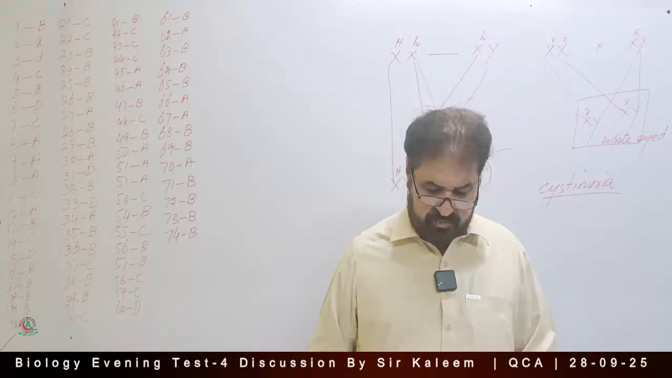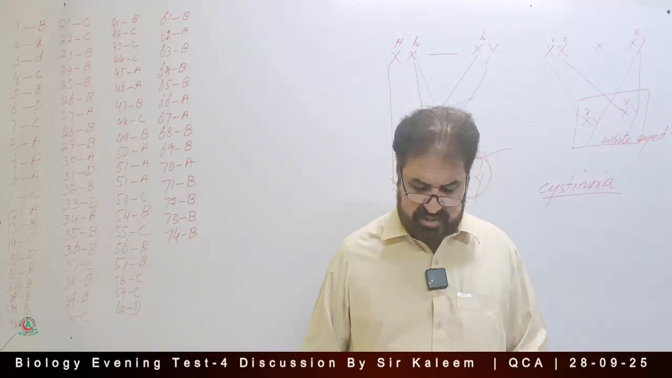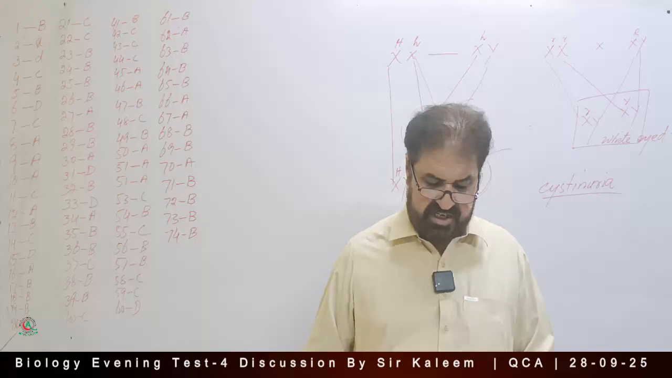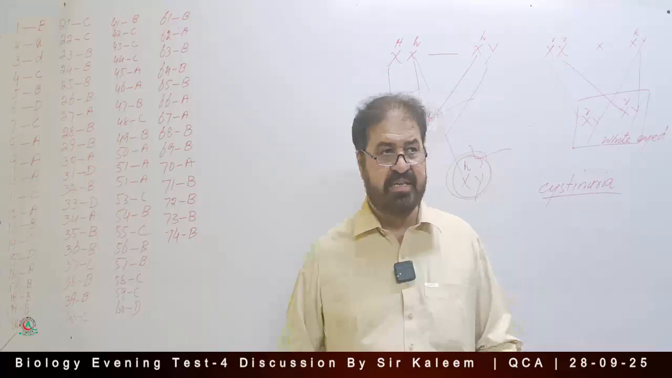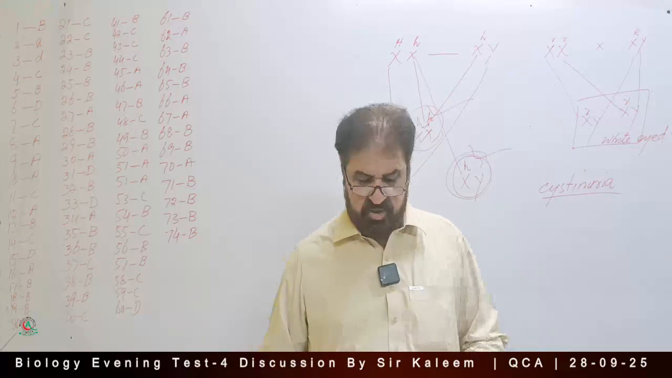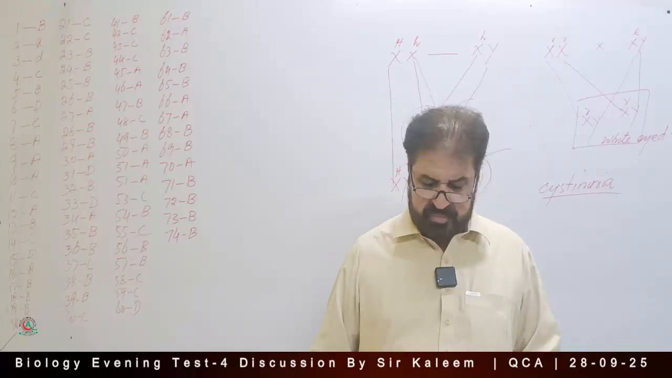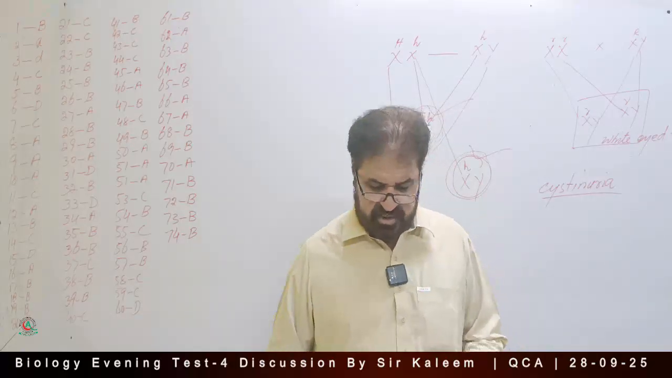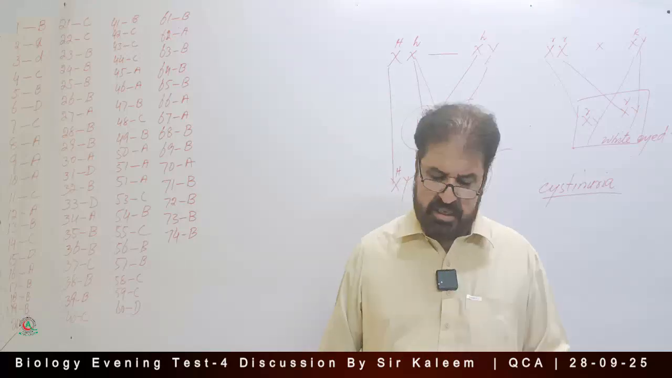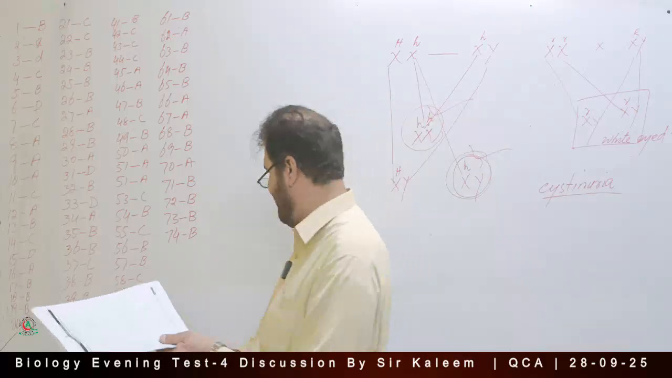Question number 75. Which hormone increases metabolic rate to generate heat? Thyroxine is commonly called the metabolic hormone, which increases the process of metabolism, and heat is produced as a result of high metabolism. So option B is correct.